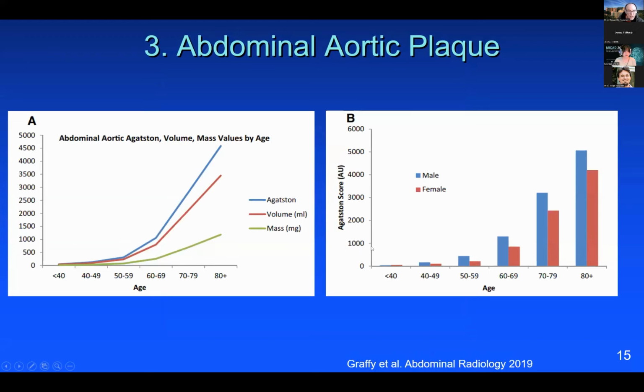And what we found is that with aging, the amount of plaque increases with a dramatic increase between the 60s and 70s age ranges using different metrics, including the Agatston and volume and mass scores. And here you can see men shown in blue. They have larger amounts of plaque than women shown with the red bars here.